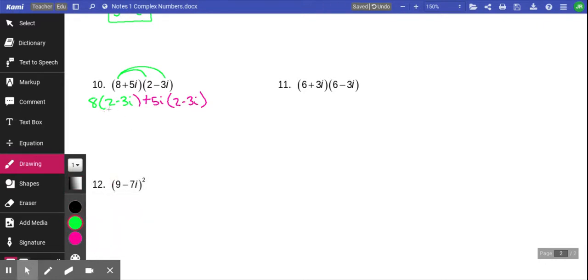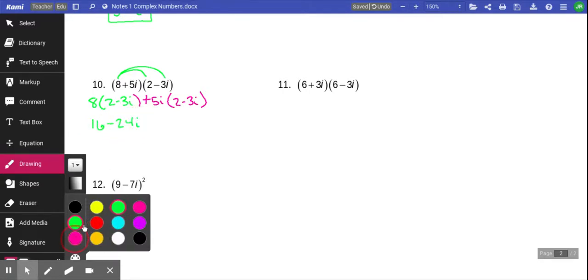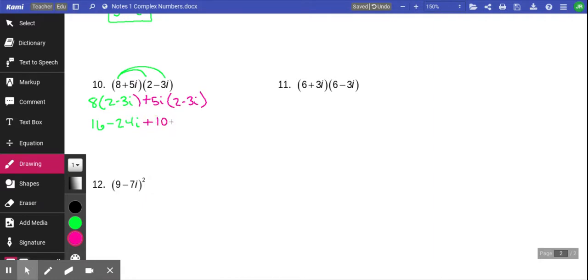So this is going to give me 8 times 2 is 16. 8 times negative 3 is negative 24, but there's an i attached to that. And then 5i times 2 is going to give me positive 10i. And then 5i times negative 3i is negative 15i squared. But we're not allowed to write i squared, okay? Because i squared, if you have that even exponent for an i, it takes it to the real numbers.